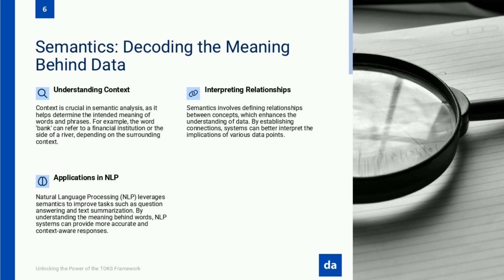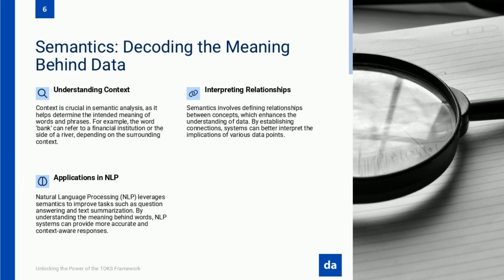Consider a scenario where a company is analyzing customer feedback. A taxonomy might categorize comments into broad topics like product quality or customer service. An ontology could define relationships between these categories and specific products or services. But it's semantic analysis that can interpret the nuances of customer sentiment, understanding that a phrase like "this product is sick" could be highly positive in some contexts and negative in others.